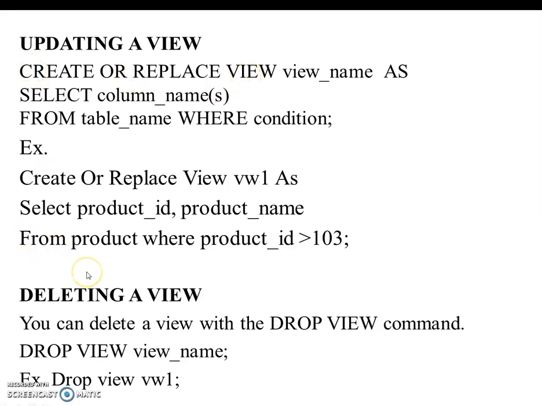Now finally, I have done my job. I do not want to keep that database object, the view, in my database, so I can delete that view by using a drop statement. The syntax is drop view, view name, and the example is drop view vw1. As soon as you fire this command, your view will get deleted from the database.